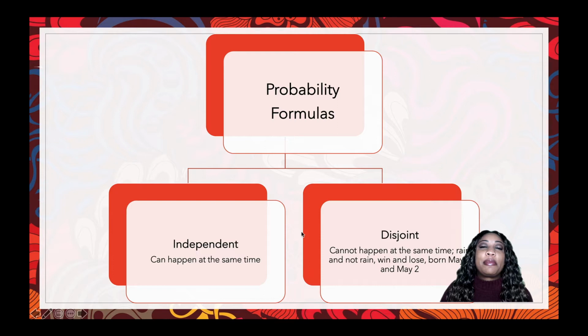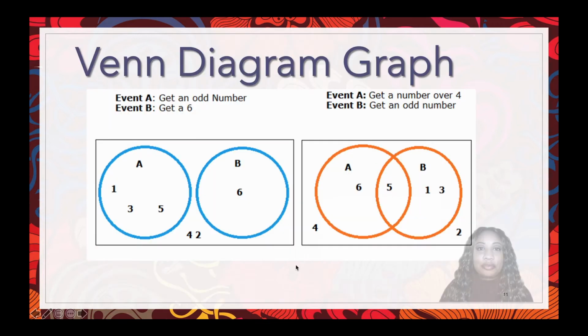So for example, it cannot rain and not rain at the same time. You can't win and lose at the same time. You can't be born on May 1st and May 2nd at the same time. So those are an example of disjoint events. Now let's take a look at it visually.